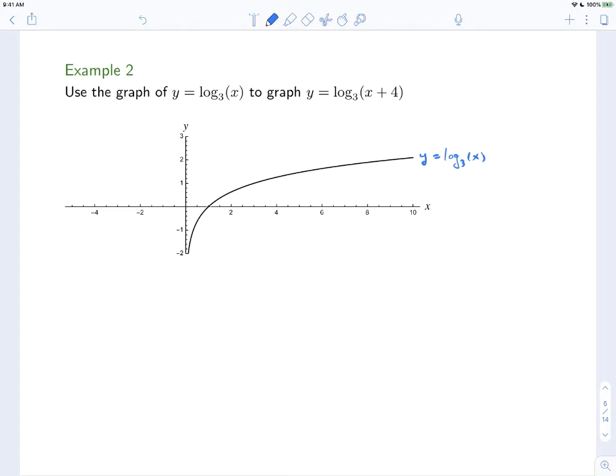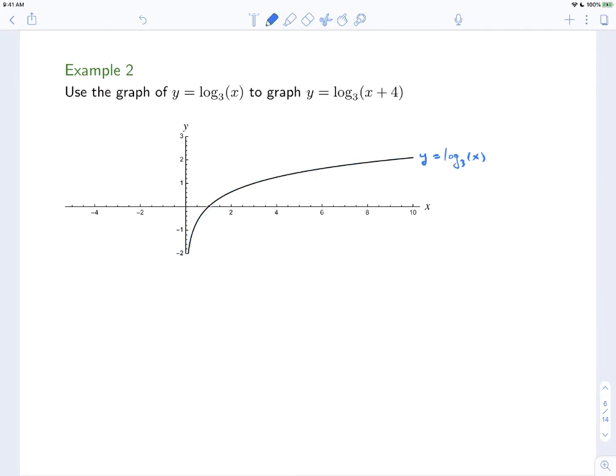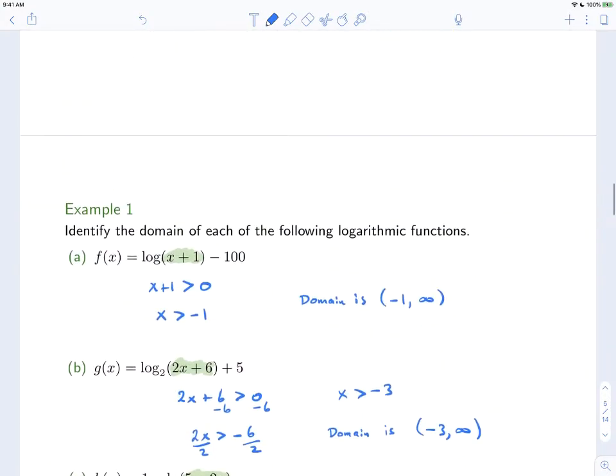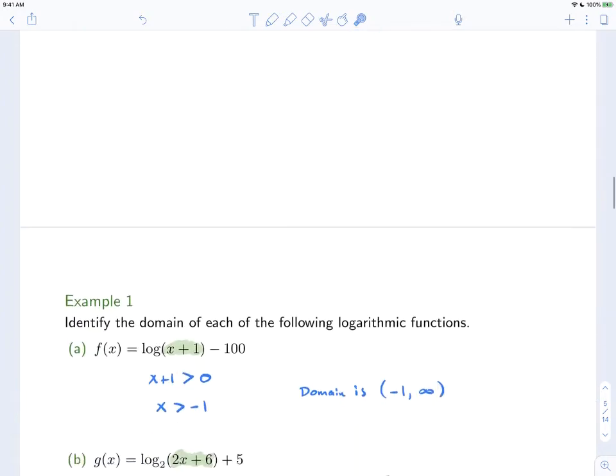So we could really just do this by tracing this graph and then moving it over 4 units. We could do that, but let's be a little bit more careful about it. So we're going to find the items that we were told to find. When graphing a logarithmic function, determine the domain, the range, the x-intercept, the vertical asymptote, and the key point. We're going to find all of these things and use those to help us with the graph.